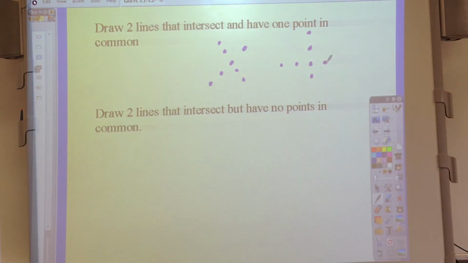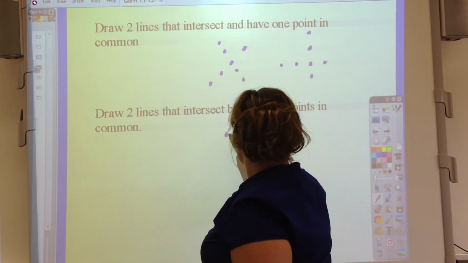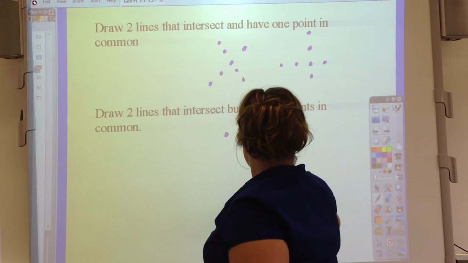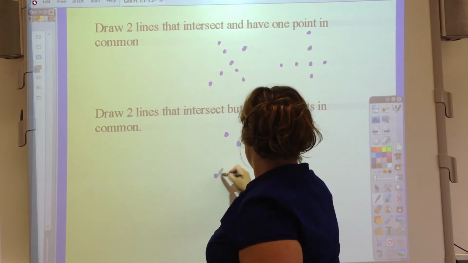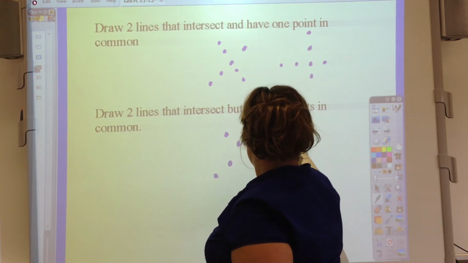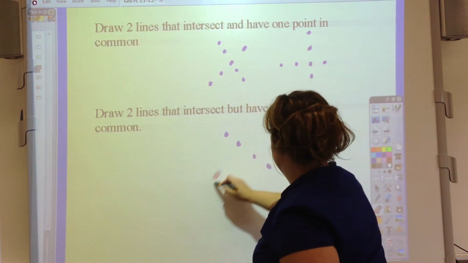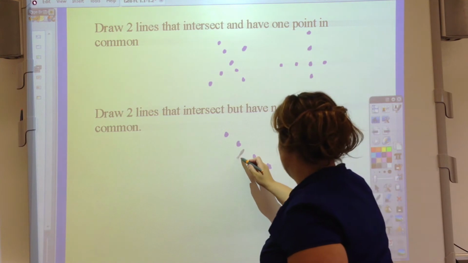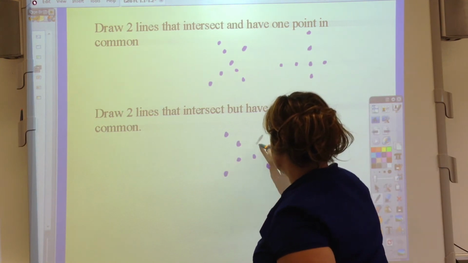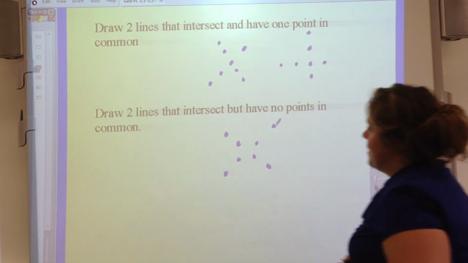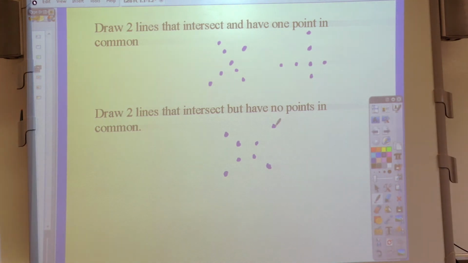Either way. To draw two lines that intersect but don't have any points in common, that one's a little trickier. Let me draw my two oblique lines. And you can see, I don't know if I like that very well. Let me try it one more time. How about make it a little closer? You can see that they just don't intersect at any point.